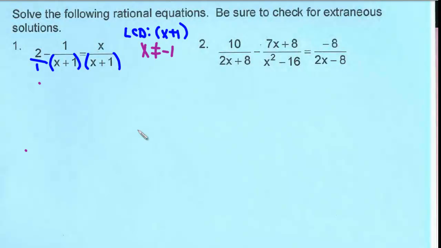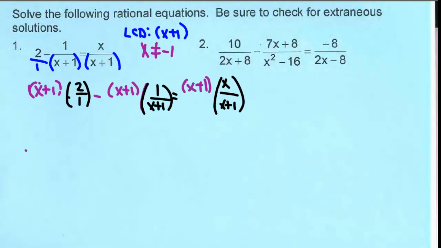The next step is to multiply the least common denominator to every term in the equation. When we multiply the LCD by each term in the equation, the denominator will go away and cancel. So the first term, I'm left with 2 times x plus 1 minus, in the second term, x plus 1 will cancel with x plus 1, leaving 1. After the equal sign, the x plus 1 will cancel with x plus 1, leaving x.